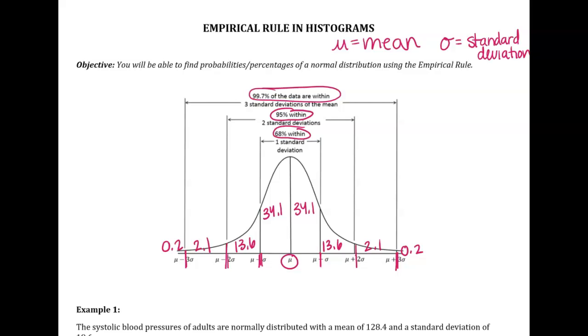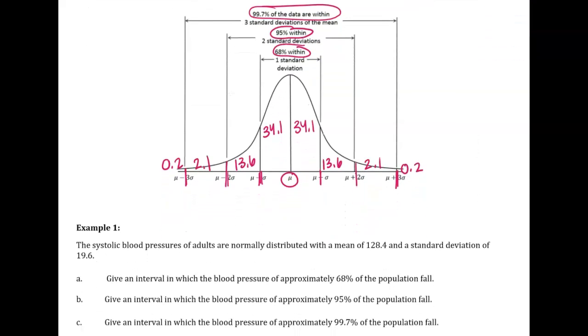So keep in mind the general rule: 68% of data is within one standard deviation, 95% within two, 99.7% within three. These percentages, some statisticians came up with them, so we just use them. I would say memorize them, but since tests are open note, just be able to use them. I'll show you some examples.